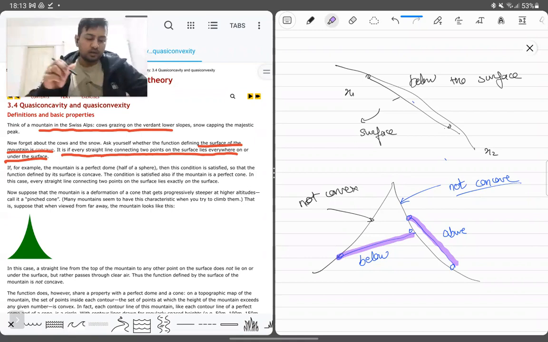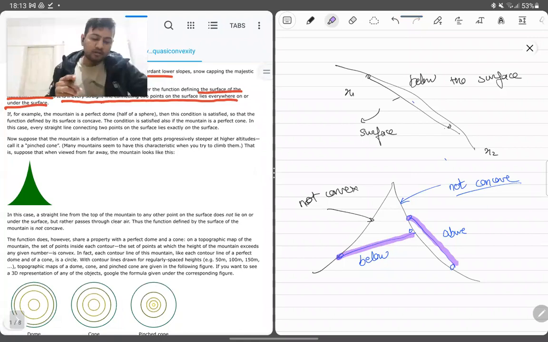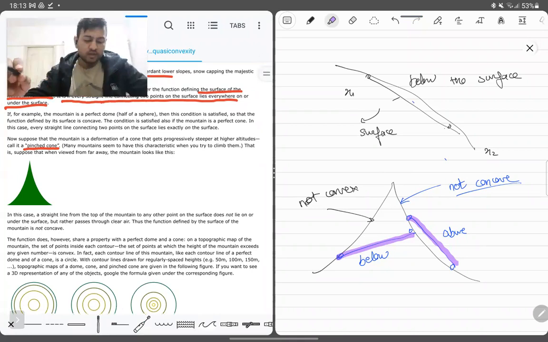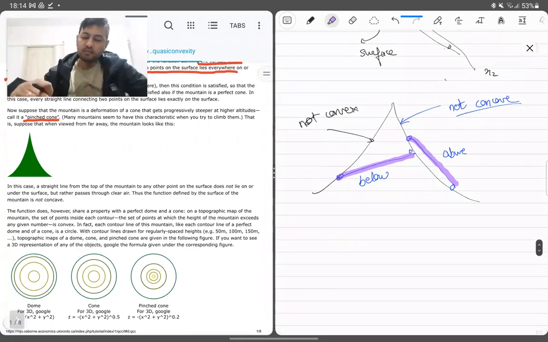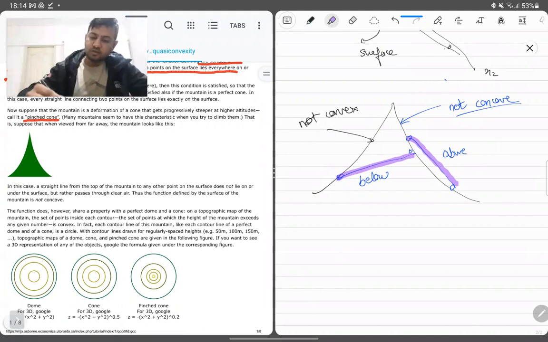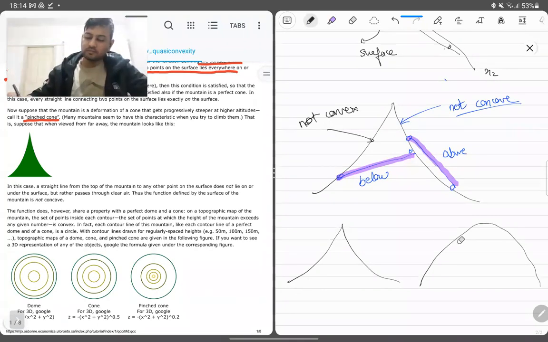Now this mountain is basically called a pinched cone. This is something we call a pinched cone. This pinched cone structure has something in common with some other type of structure, which is like a dome. So imagine a dome. One is this pinched cone, which is like a mountain like this, and the other is a dome, which looks like this. A dome would look like this.